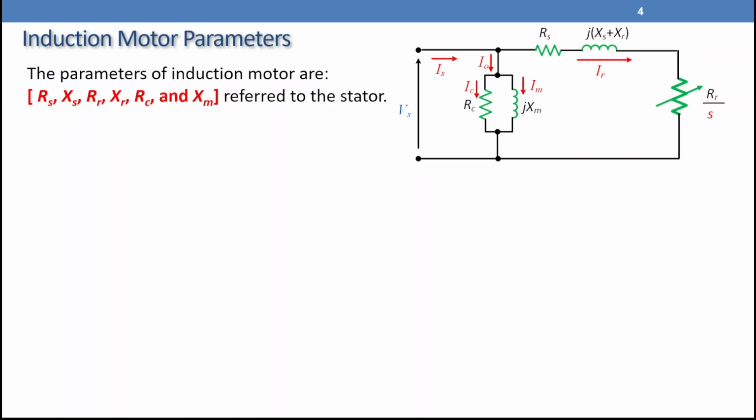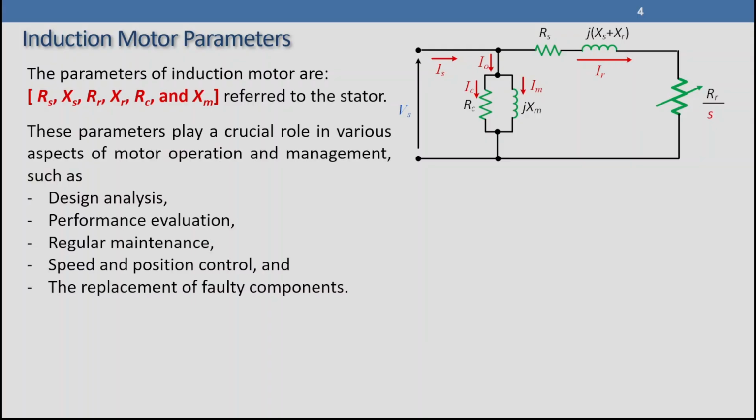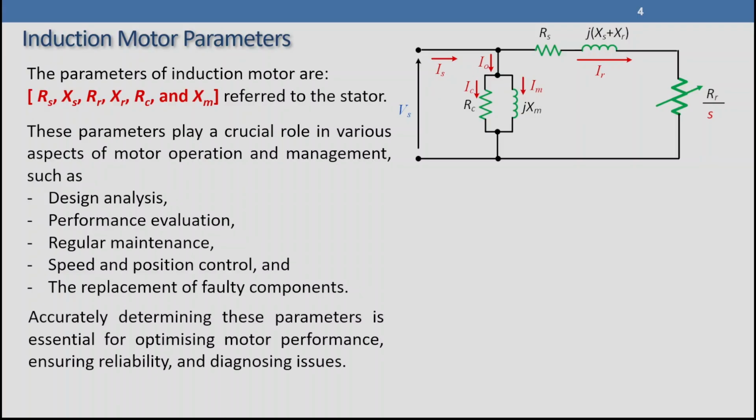and magnetizing reactance. So the question, why do we want to know these parameters? In the previous chapter, these values were given. So why do I want to determine these values? These parameters play an important role in the operation and management of the motor. For example, design analysis, performance evaluation, regular maintenance, speed and position control, the replacement of faulty components as well. If you determine these parameters, you can optimize your motor performance, ensure reliability, and diagnose any issues with your motor.